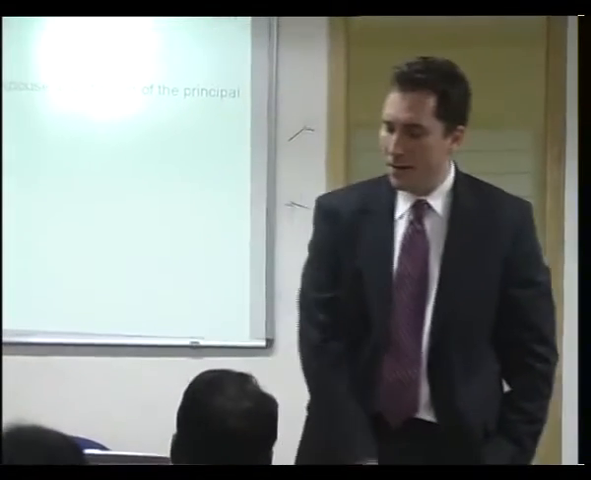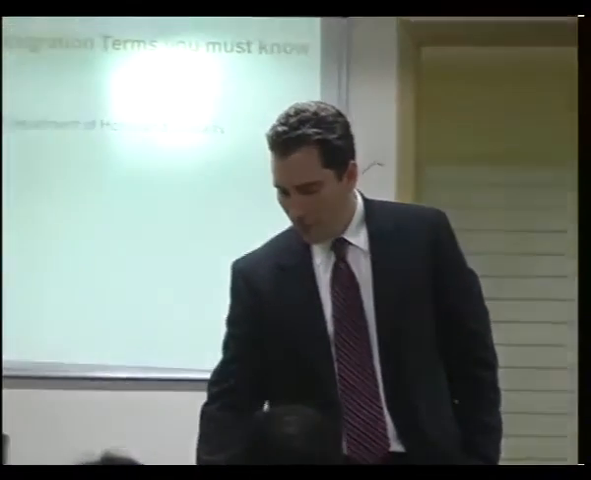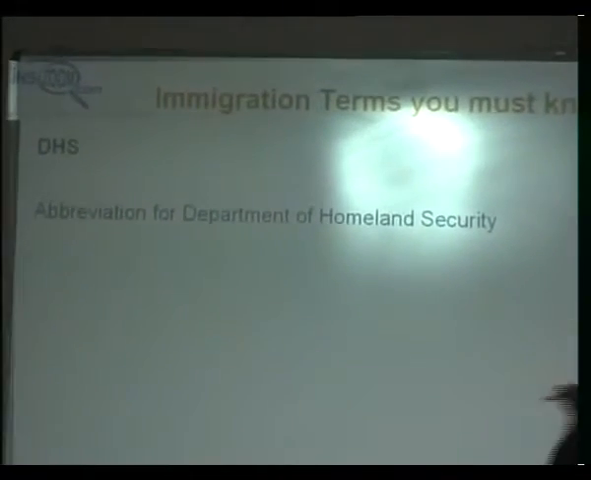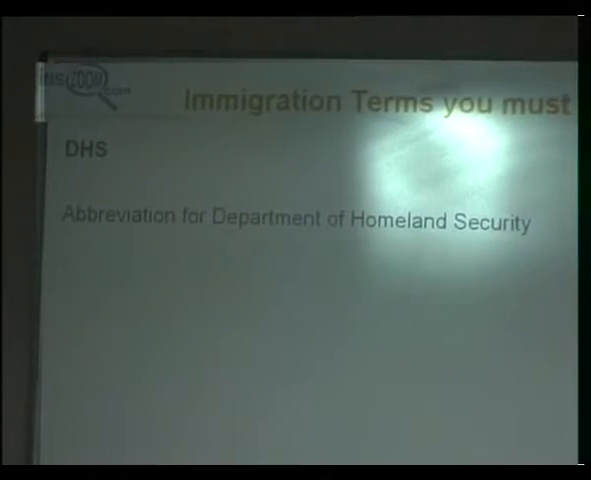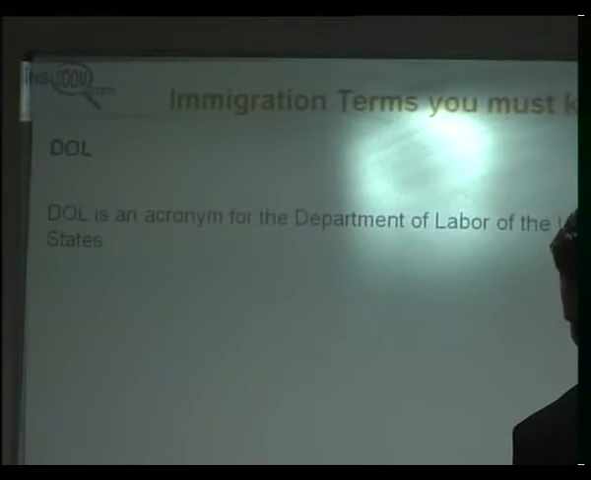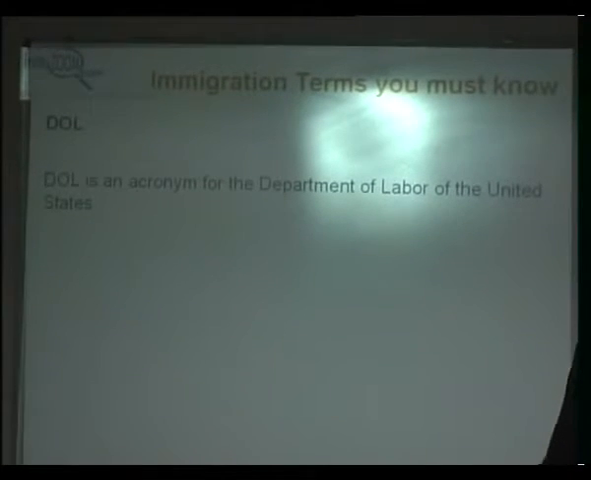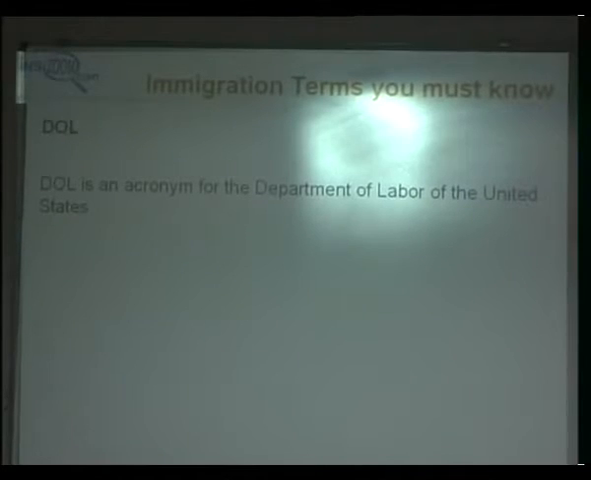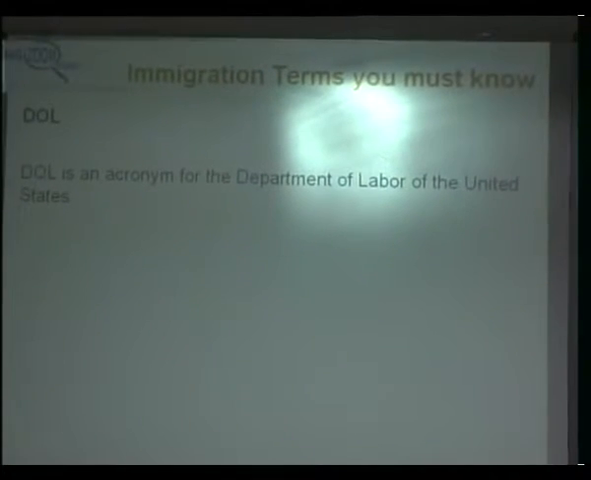A dependent in immigration terms is the spouse or child of somebody who is coming. DHS is an abbreviation for Department of Homeland Security, which is the agency in the United States which is responsible for the immigration process. Department of Labor, or DOL, oversees parts of the immigration process, mostly related to fairness for U.S. workers, fairness for foreign workers coming, making sure everyone gets paid sufficiently, making sure that nobody is being mistreated.